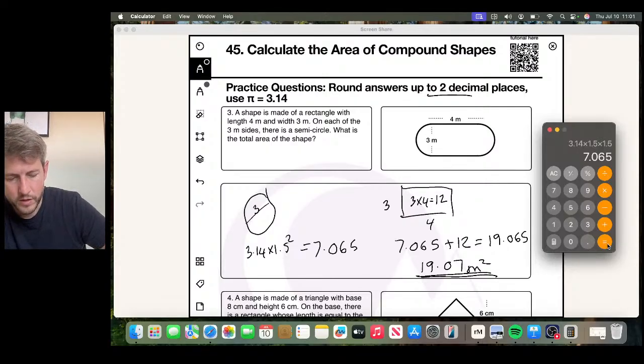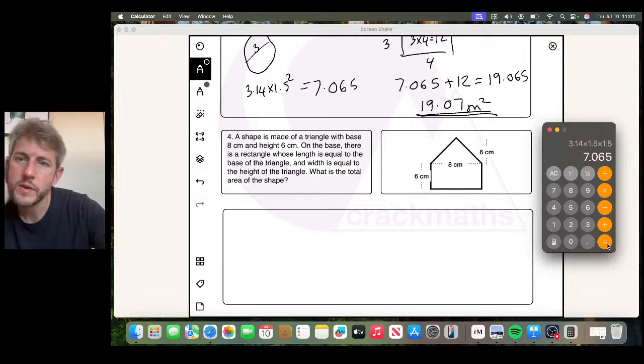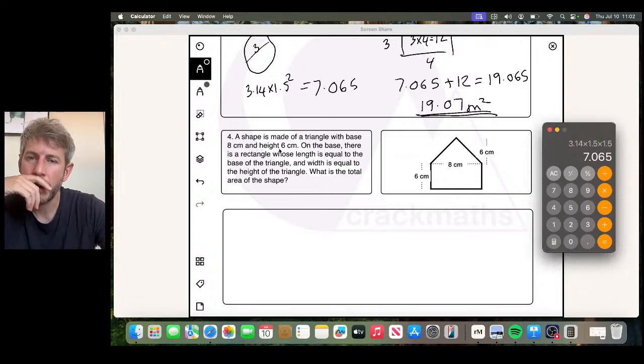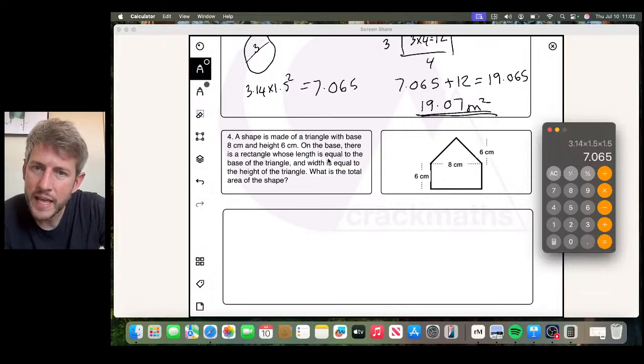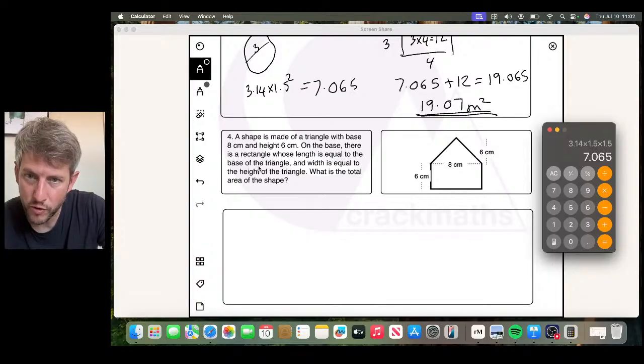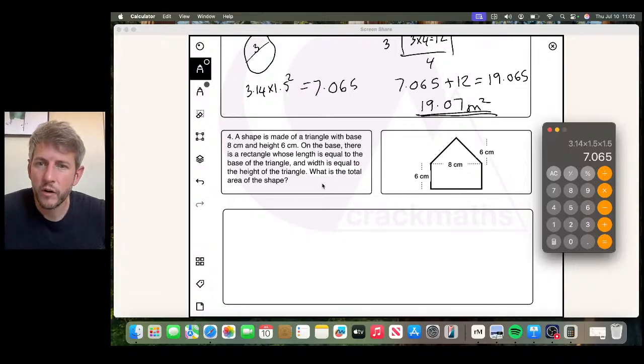Okay, right, with this one, we can see here that we've got the triangle and we've got the rectangle. So it says here, a shape is made of a triangle with base 8 centimeters and height 6 centimeters. On the base there is a rectangle whose length is equal to the base of the triangle and the width is equal to the height of the triangle. What is the total area of this shape?